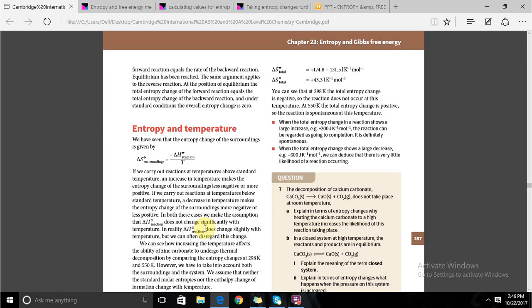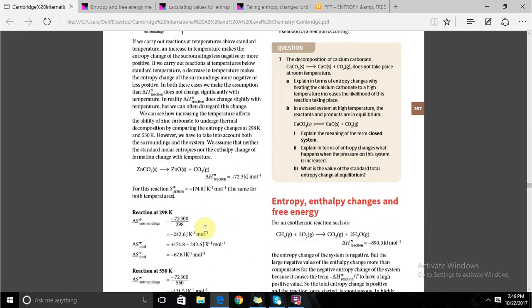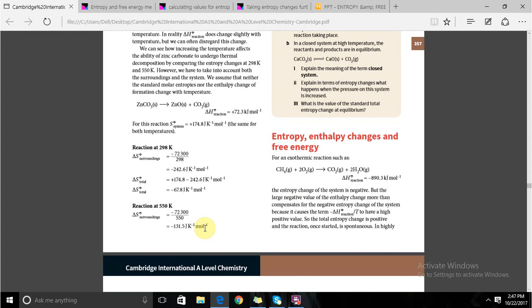These are exothermic. Honestly, if it were already a negative, things would be different. If it were negative and negative, we would still get the positive value.